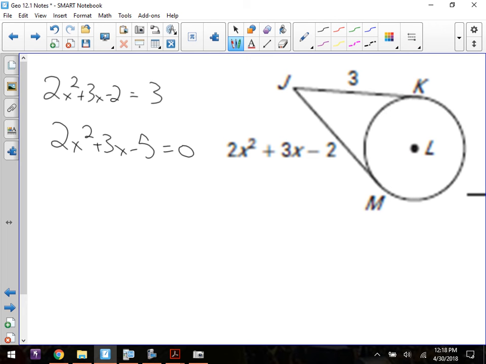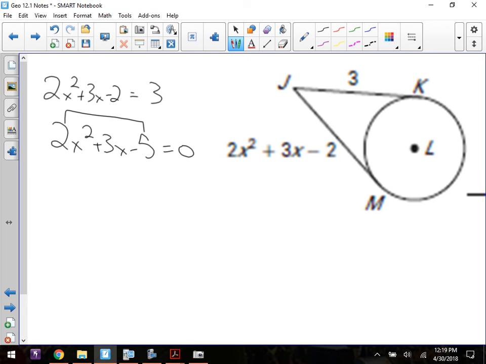Now, when your leading term coefficient, remember what that means? Leading term coefficient is the number in front of the highest degree. In this case, that would be a 2. It's in front of the x squared. When your leading term coefficient is not equal to 1, you have to do the long form of factoring. The way that I always did it was this.